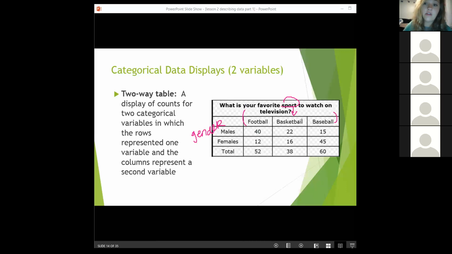So like females who like basketball will be 16, females who like baseball, 45, males who like football, 40. You just come to where the variables intersect, and that's how you get it. And then your totals are shown here at the bottom. Often you'll see totals shown at the end here, like total number of males or whatever. So you'll see that too. So remember, that's a categorical data display for two variables.